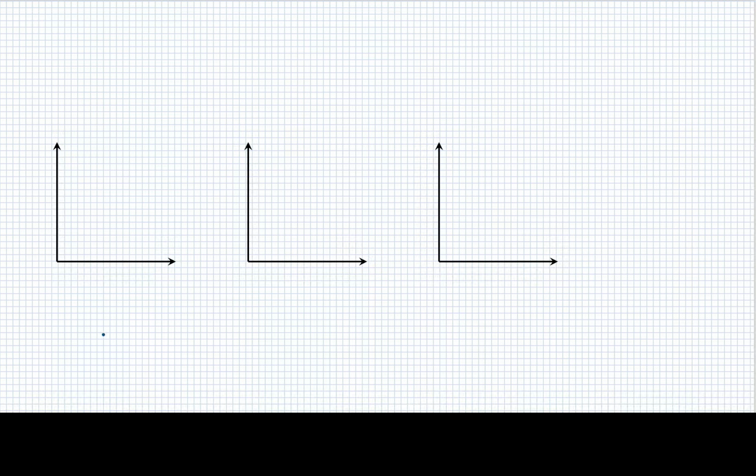Let's look at a few examples here. What I want to do is talk about how system changes might be drawn here. So we're going to focus on system changes, and in particular, these are going to be reversible system changes.